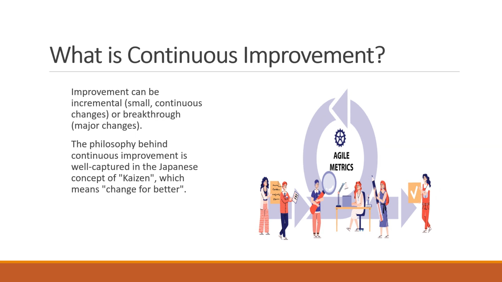What is continuous improvement? Continuous improvement is a systematic, ongoing effort to improve products, services, or processes. Improvements can be incremental, which means small and continuous changes, or breakthrough, such as major changes. The philosophy behind continuous improvement is well captured in the Japanese concept of kaizen, which means change for better. In essence, no process is ever seen as perfect. There is always room for improvement.